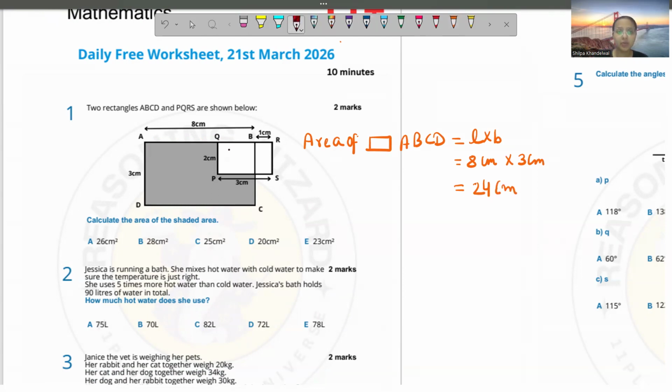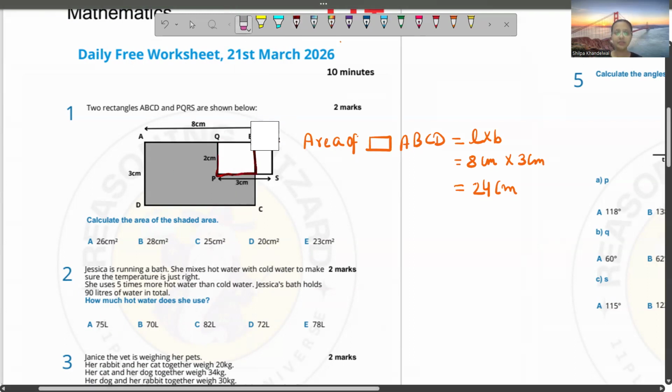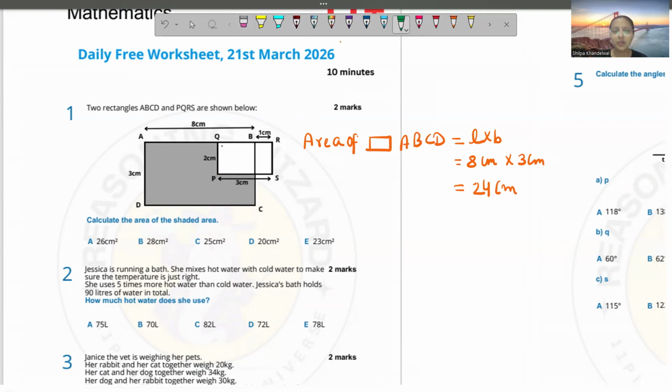Now, we have to find only this region's area, so that we can subtract it from the full area of the rectangle and get the required area. To calculate this, we only know the sides of the full rectangle, not this part. But there is one more thing given in the question, which is 1 centimeter. If this whole side is 3 and you remove 1 out of it, you will be left with 2. And this is 2, so this is also going to be 2.